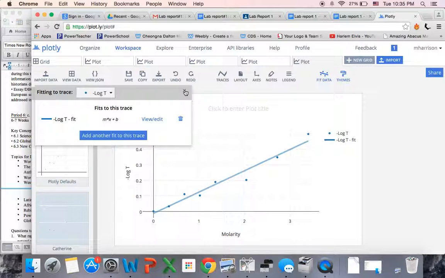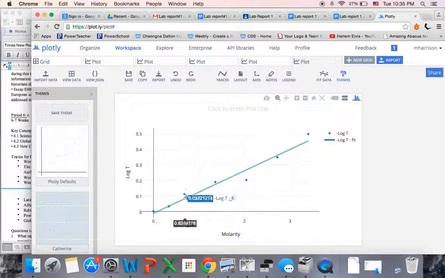So this is how we can use Plotly to very quickly find the best fit line for our data when we're looking for a linear relationship. We could also use it to look for quadratic relationships and exponentials, and we will be looking at all of these later in the year. I hope this helps a little bit.